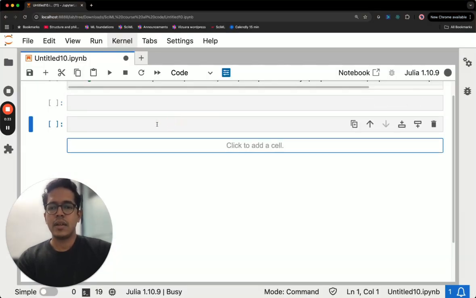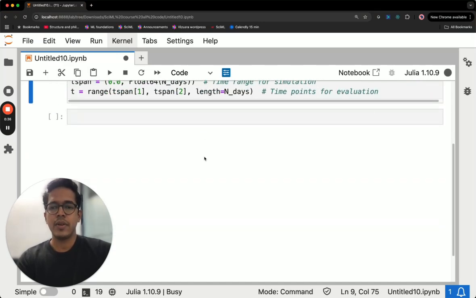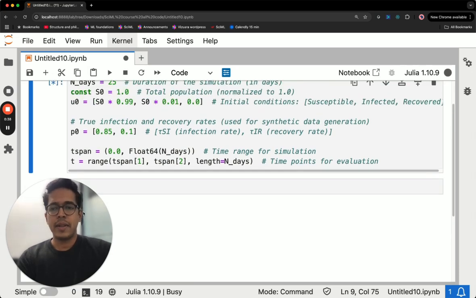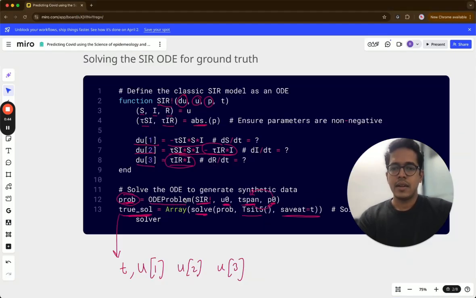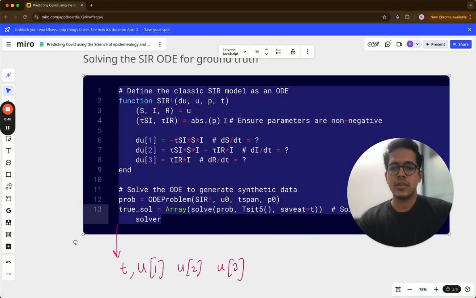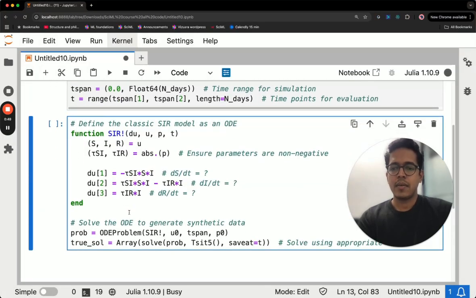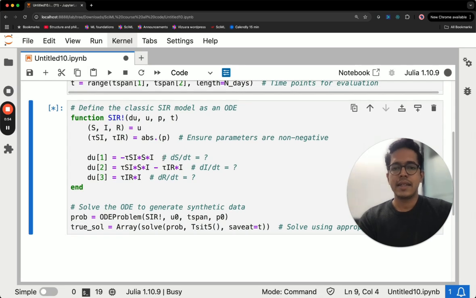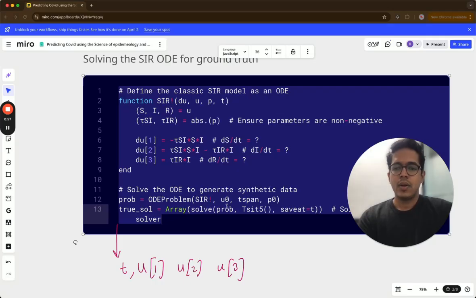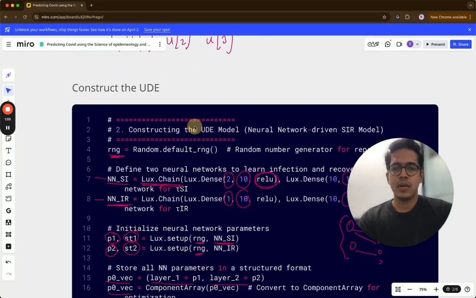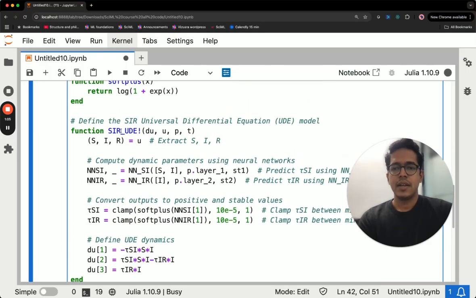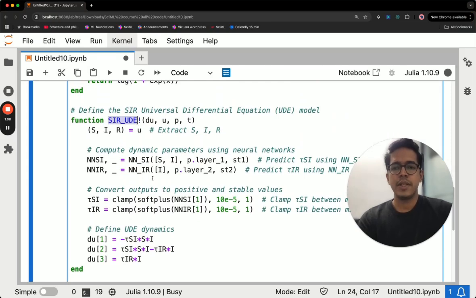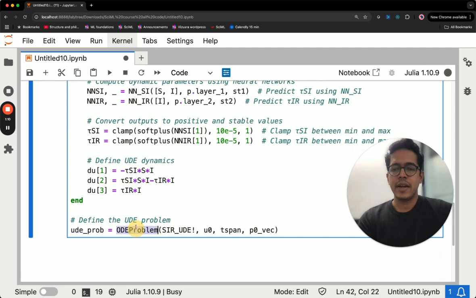Then defining the initial conditions and the constants that we are going to be using. So far, no output will be there because we are simply defining certain parameters. Then the SIR ordinary differential equation. In this function, we are defining the problem and generating the ground truth solution. So this is the classic SIR model. Then we have the definition of the UDE, the two neural networks that we are using, and the function which basically solves the UDE. So here the UDE problem is defined and we are solving it later.